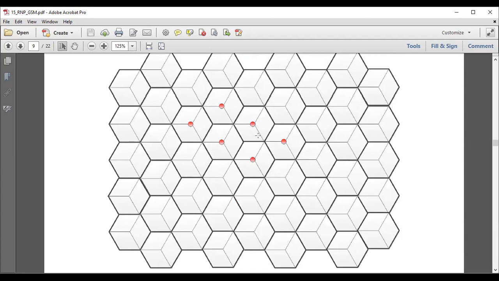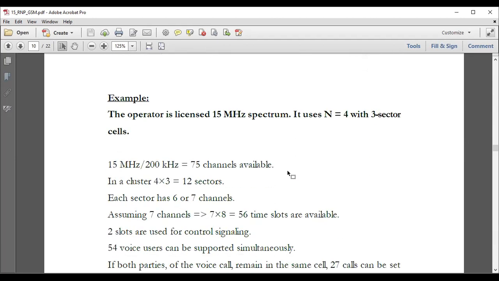If we have 3 sectors, then of course the different sectors will also be given different frequency chunks. We know that all the cells in a cluster are given different frequency chunks. But if you have further sectoring, then every sector in a cell will also get a different frequency chunk. So the number of frequency chunks in this example will be 4 times 3, 12. So we have to split the whole spectrum into 12 parts.